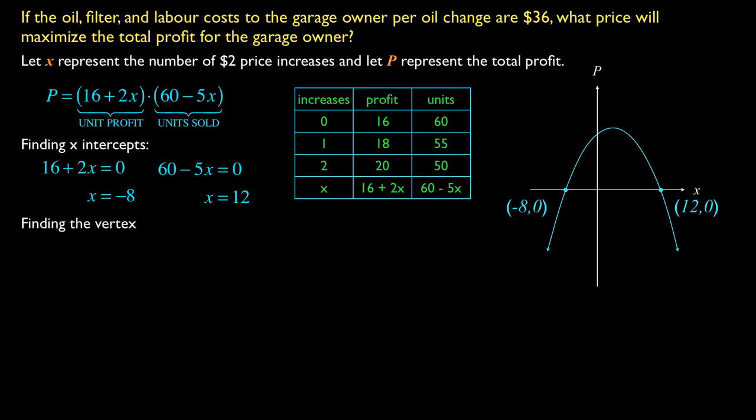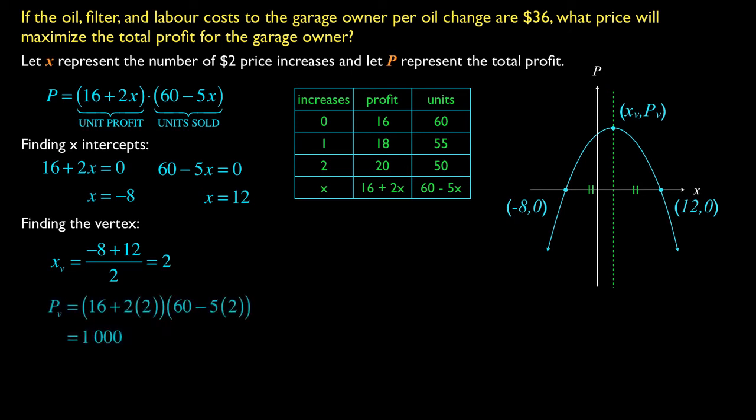And once again, recognizing that we need to find the vertex, which lies on that axis of symmetry, halfway between those two x-coordinates, we average the two x-intercepts, which are negative 8 and positive 12, and we get an answer of 2. The difference in this situation is the x-coordinate of the vertex is positive, so we're now looking at a situation where it's better for the garage owner to increase his price. And so the profit value at that point will be (16 plus 2 times 2) times (60 subtract 5 times 2), and we get an even $1,000.